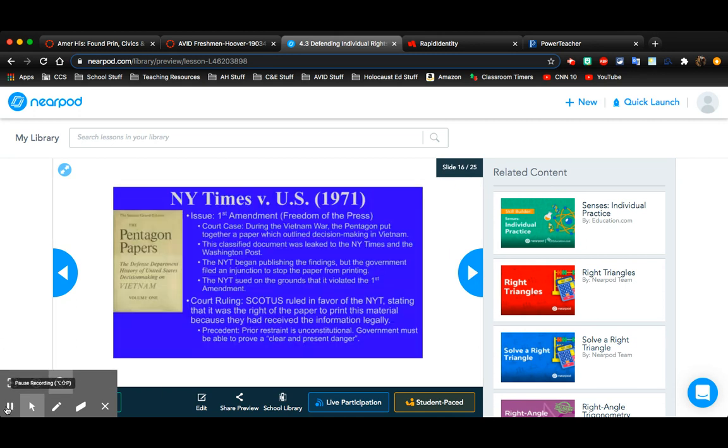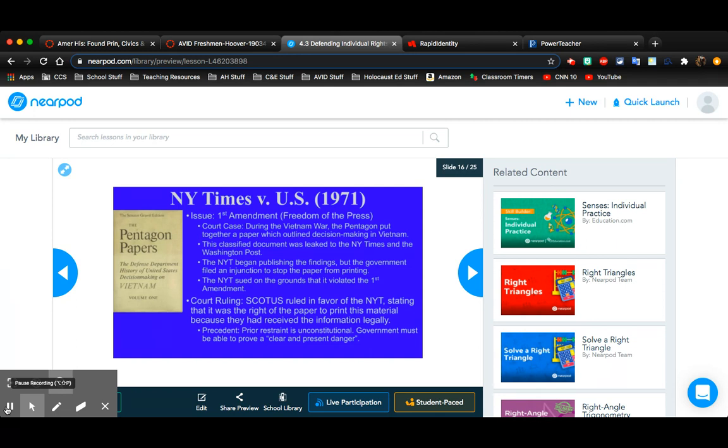All right, next up, New York Times versus the United States. This was another First Amendment case, but this time dealing with the freedom of the press. So during the Vietnam War, the Pentagon put together a paper outlining how they made decisions, the Pentagon, the Department of Defense, the president, so on and so forth. This document was leaked to the New York Times and the Washington Post. The New York Times began publishing the findings in their newspaper, but the government filed an injunction saying that they should not be printing this.